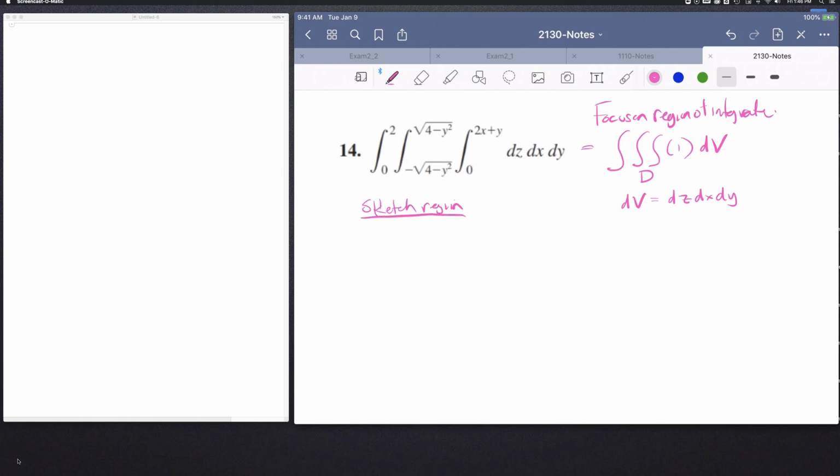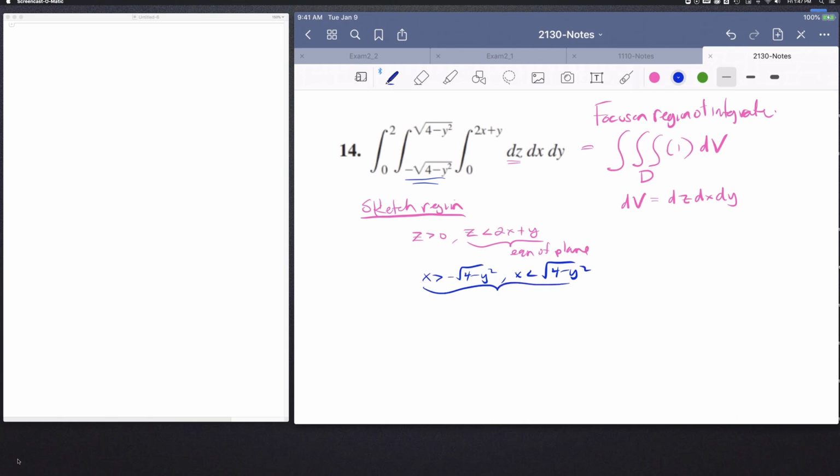we can see that z has to be bigger than 0, but z is less than 2x plus y. And 2x plus y, we recognize as being the equation of a plane. But then we can also see that our next limits, we have x being bigger than negative square root of 4 minus y squared, but x is also less than the square root of 4 minus y squared.